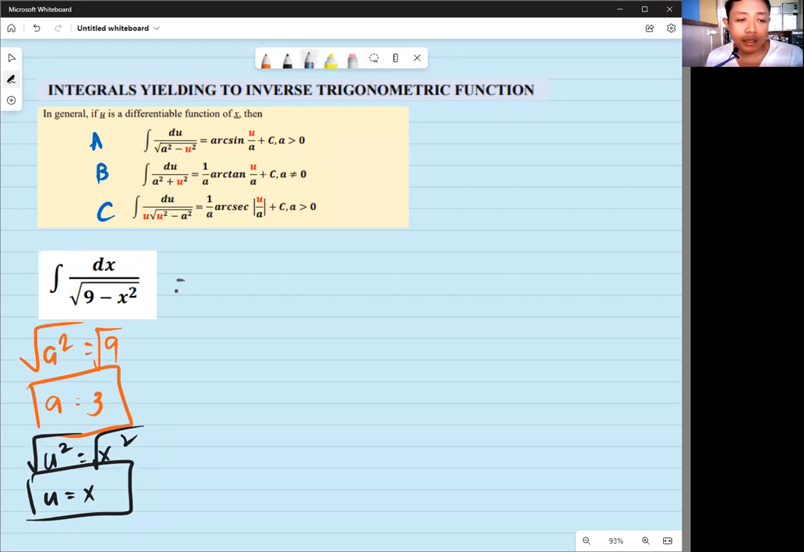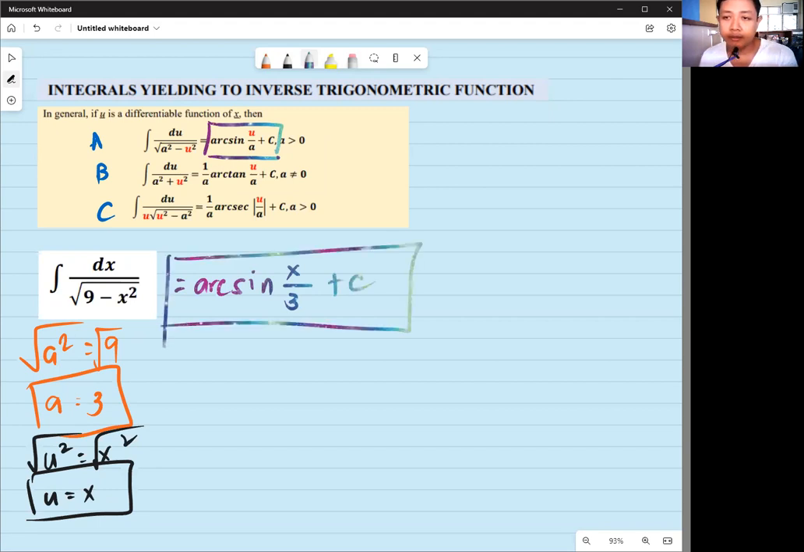Let's identify the integral of this. So therefore, we will end up with this answer: arc sine of U over A, which is X over 3. And don't forget to write plus C. And you're done. Sir, may I ask, why do we take the square root?